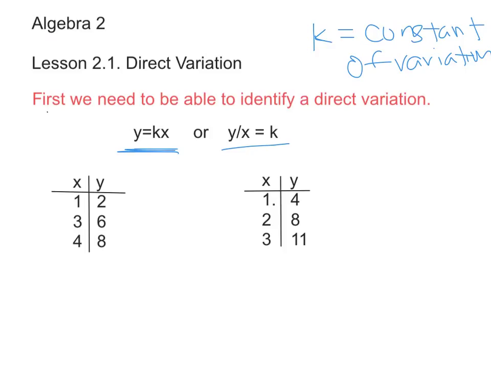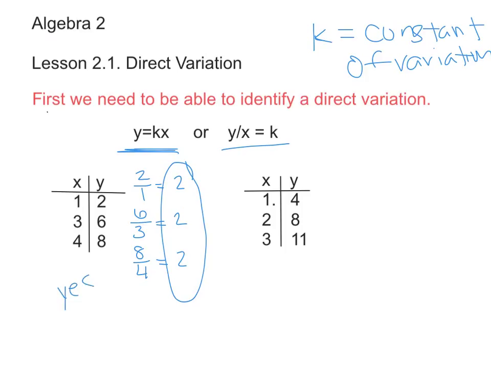So for each of these tables, we're going to look for a pattern by dividing the y coordinate by the x coordinate. So for that first point 1, 2, we're going to take the y, which is 2, and divide it by 1. And what we're looking for is the same constant. So for the second point 3, 6, I'm going to take 6 divided by 3, which is 2, and 8 divided by 4, which is also 2. And since all of these have the same ratio or constant of variation, we have a direct variation. So yes, this is a direct variation.